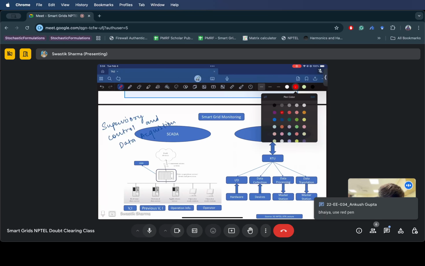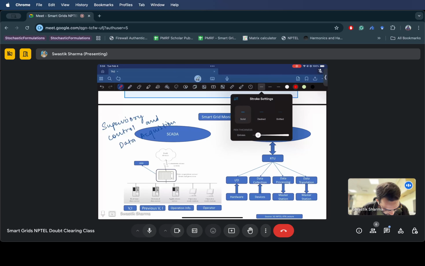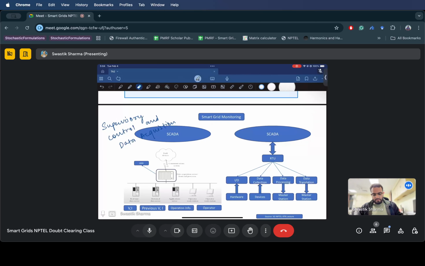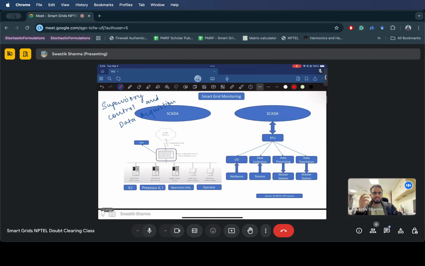I think this is fine. Let me increase it. Okay, I hope this is still visible. Supervisory control and data acquisition. Without data you won't be able to judge the state of the system. So that's what is there in SCADA.